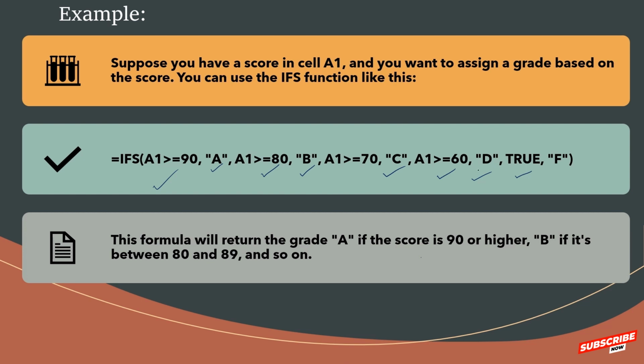If none of these conditions is satisfied, suppose the value is like 40 or 50, then what will happen? The default message, if no condition is satisfied, F or false, or whatever you write between the double quotes, whatever message that you want to display. You can also specify something like fail, or you can specify based on your own choice and own requirement. Like this, we can check multiple conditions. This formula will return grade A if the score is 90 or higher, B if it is between 80 and 89. This is how this formula works. This is useful to check multiple conditions.